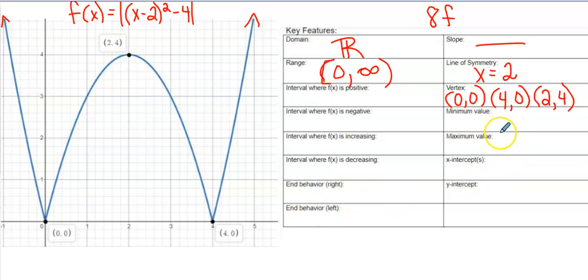Okay, let's go over here. There is a minimum value, and that's at y equals 0. There's no maximum value. If this were just the parabola, the maximum would be right here. But there isn't one because it does go in the upward direction forever, so we'll draw a line there. The x-intercepts are 0, 0, and 4, 0. Y-intercept is at 0, 0 also.